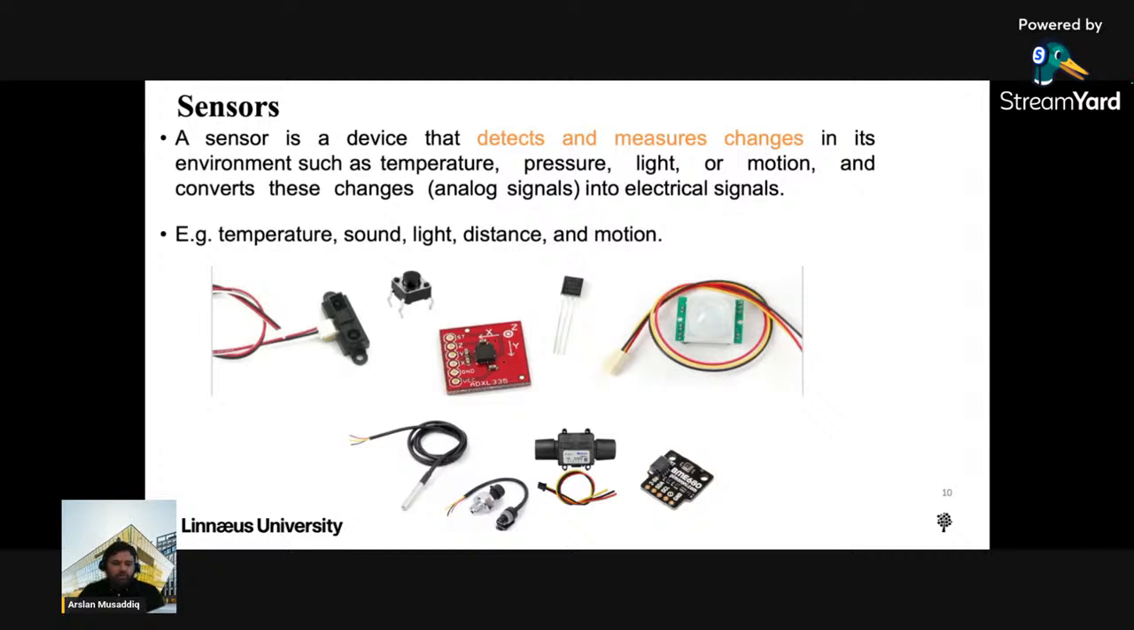Overall, you can consider these sensors as the eyes and ears of IoT systems, enabling them to perceive and respond to the environment. Without these sensors, IoT devices would not be able to interact with the physical world effectively.